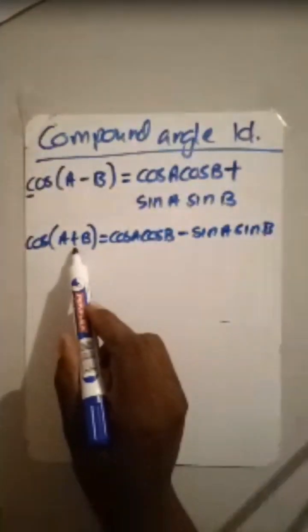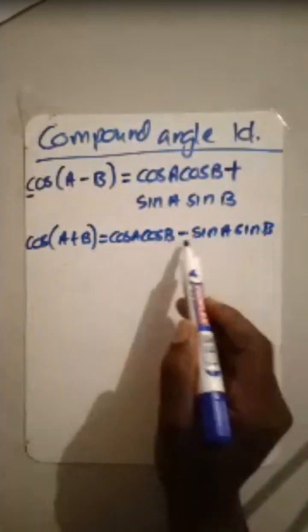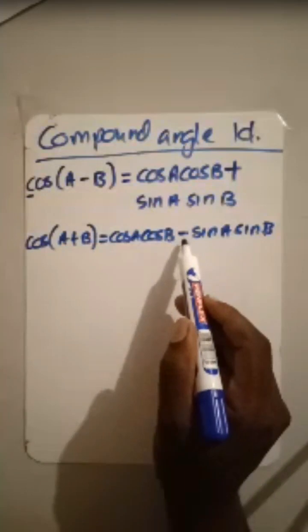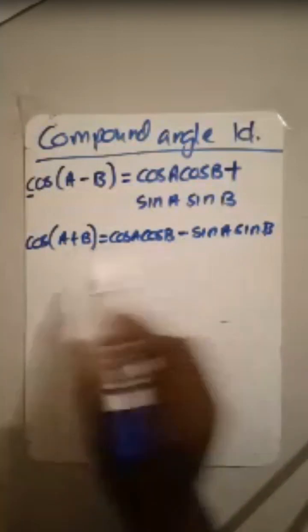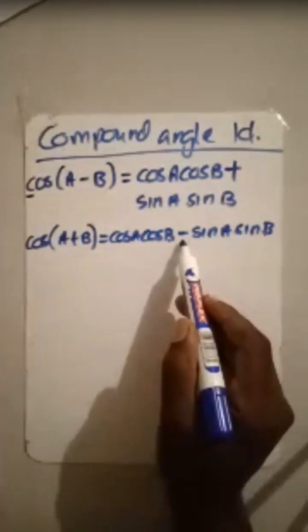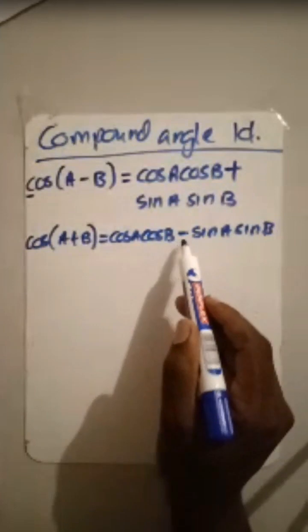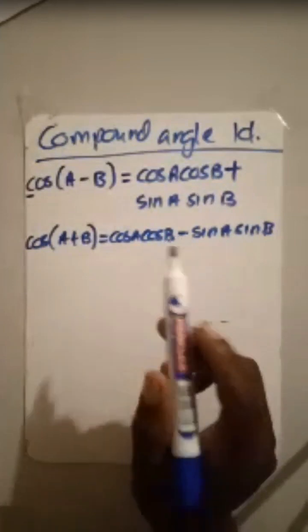So we have seen that inside there we have a plus, right? So here we have a minus. So we should note that when it's a positive here, then here we have a minus. That is very, very important.